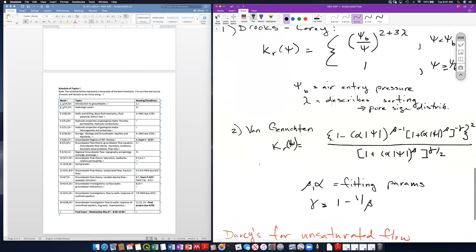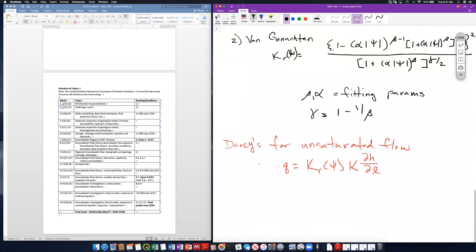There'll be disciplines where somebody picks one of these because it seems to behave better, and then you just read what other people have done and you use that one. But let me put it this way: I've published plenty of papers in unsaturated flow and nobody's ever said, oh, you can't use Van Genuchten, you should use Brooks and Corey. That's never been an issue. Okay, thanks.